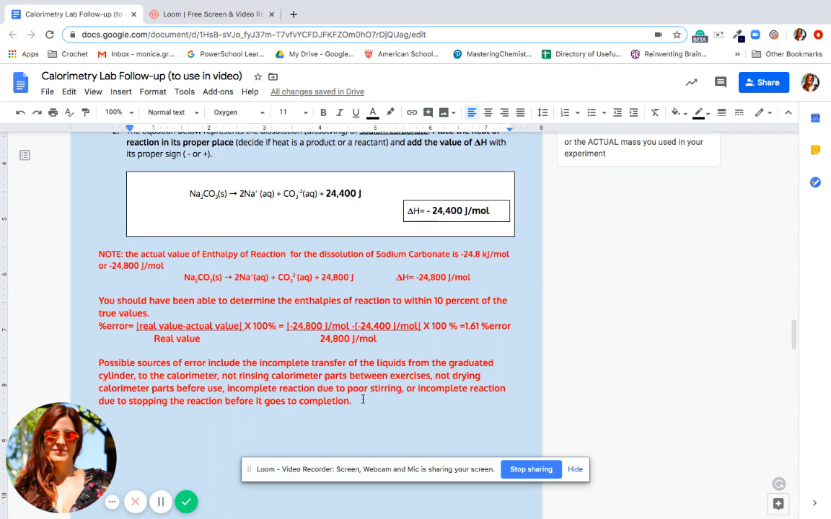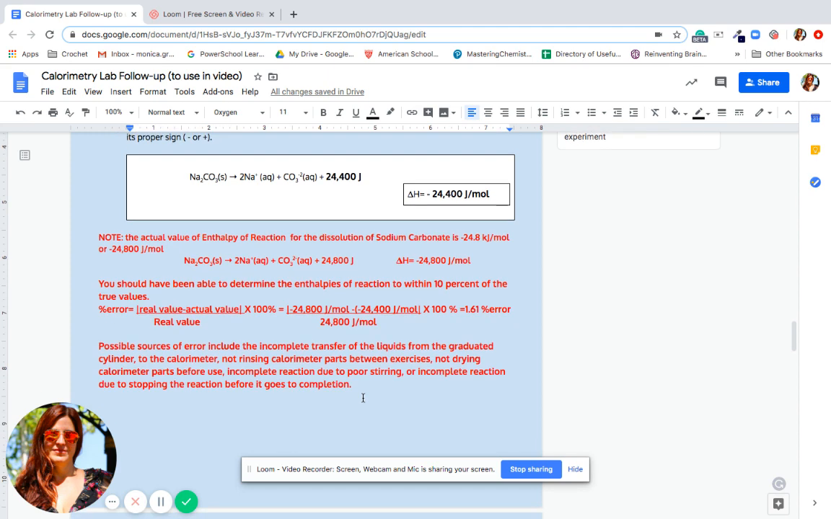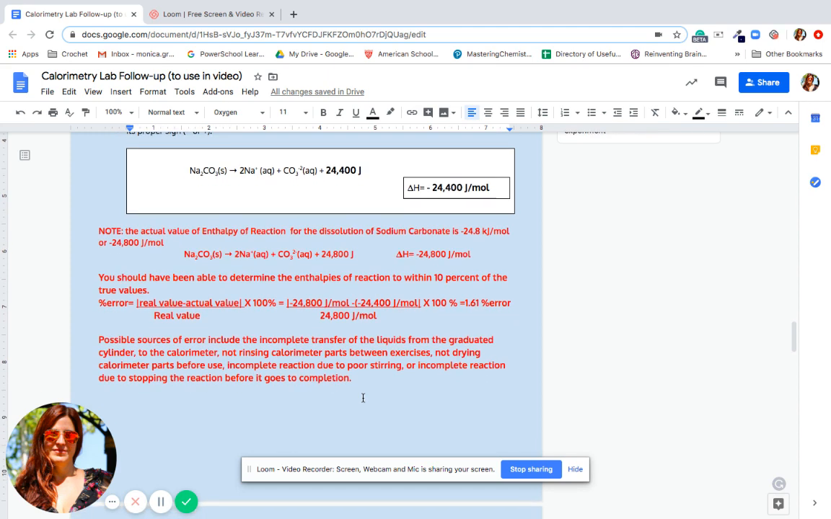So again, this lab you were supposed to do patiently. So this is just a note of the actual values. If you were within the 10%, congratulations, you did a great job.